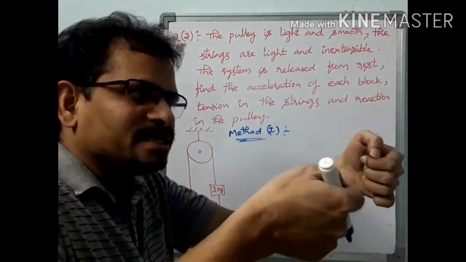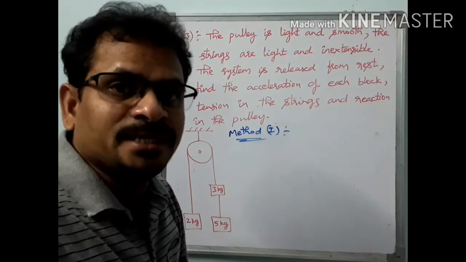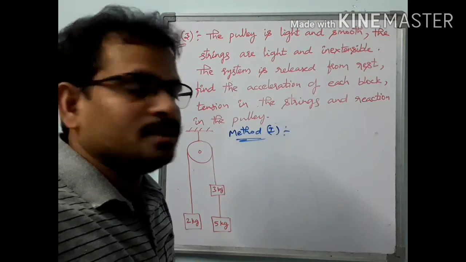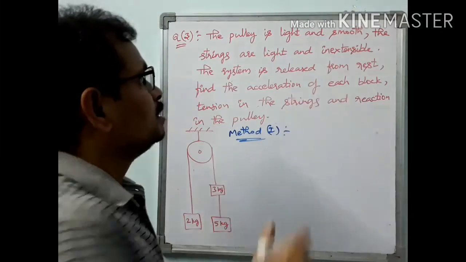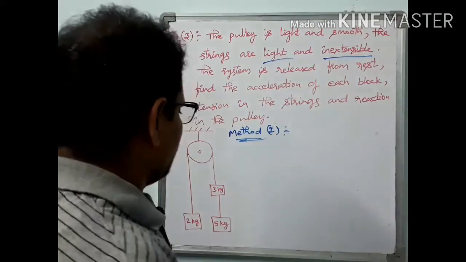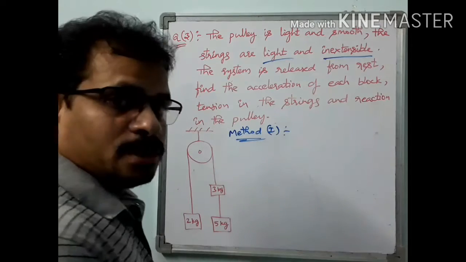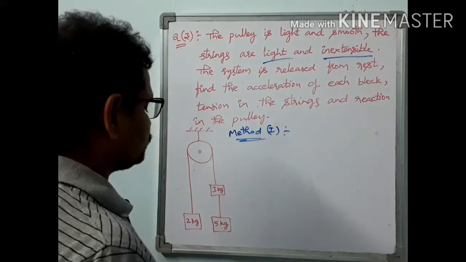If you take our shoelace and apply force, what happens? There is a little extension in the shoelace. That should not happen here. These are perfectly inextensible and light. They are ideal strings, okay? Otherwise, we cannot apply the Newton's laws as usual in this case.